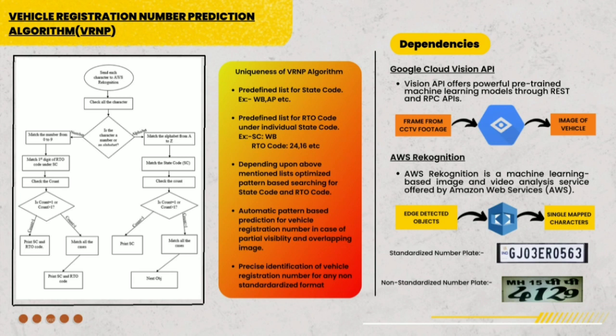Now, talking about the dependencies, we have Google Cloud Vision API. Each frame of CCTV footage is sent to the Google Cloud Vision API, and thus we are obtaining the image of the vehicle using the green box bounding technique. And AWS Rekognition is also used as a dependency here. Each edge detected object is sent to AWS Rekognition, and single mapped characters are returned using the VRNP algorithm. Now we have shown standardized and non-standardized number plates. Therefore, it was all about our solution and the algorithm we have designed. Now let's take a quick look at an animation which would help us get a glimpse of how we are performing our solution using the VRNP algorithm.